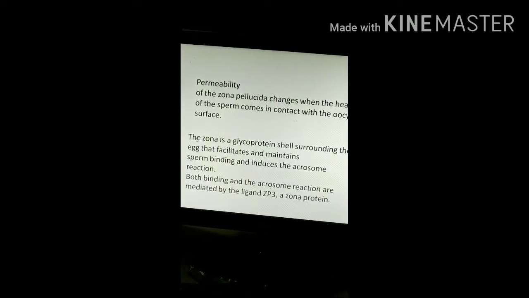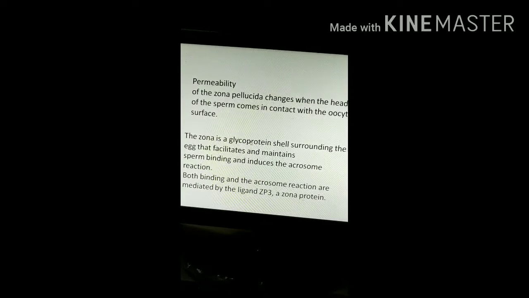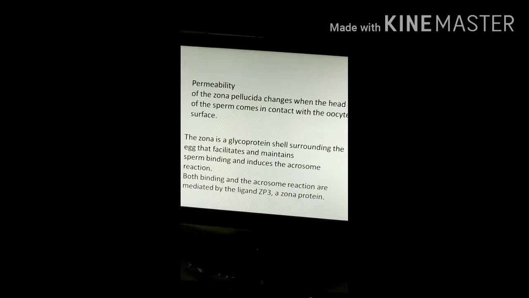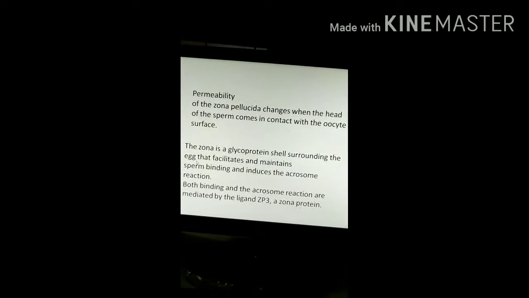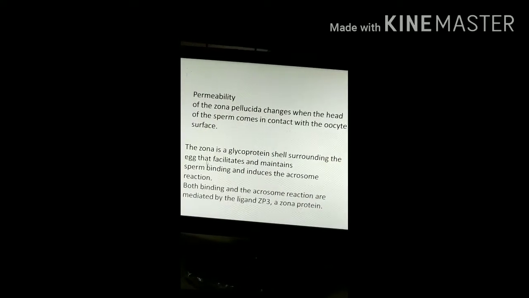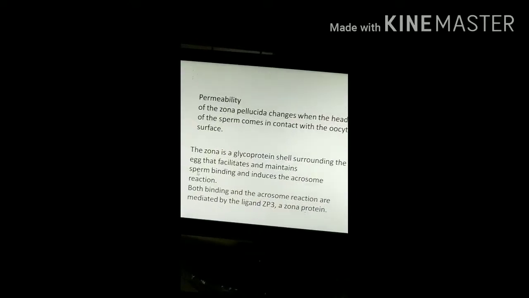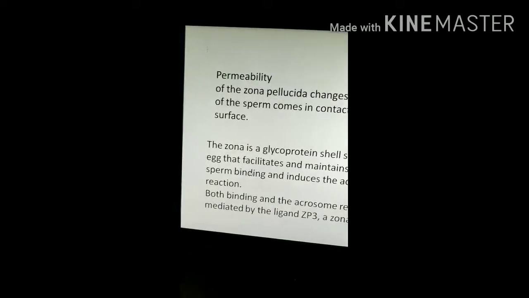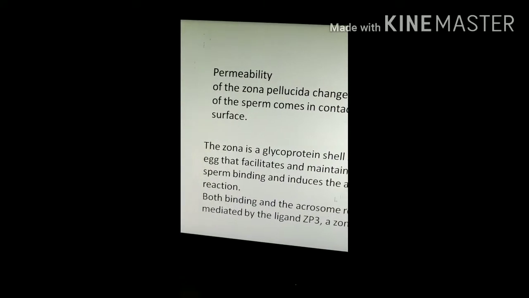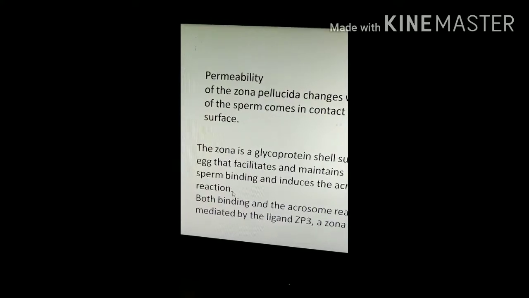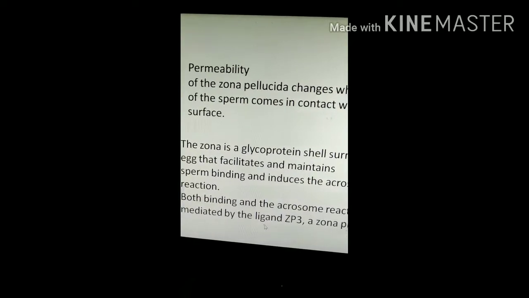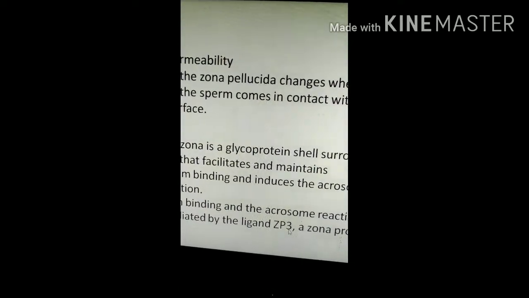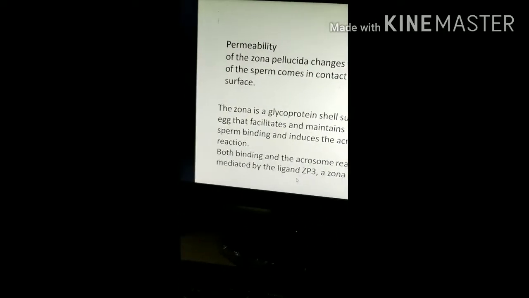And there is a question, what is the zona pellucida? The zona pellucida is actually a glycoprotein shell surrounding the egg or oocyte, whose function is to facilitate and maintain sperm binding and induce the acrosomal reaction. Both binding and the acrosomal reaction are mediated by zona pellucida 3, a zonal protein.